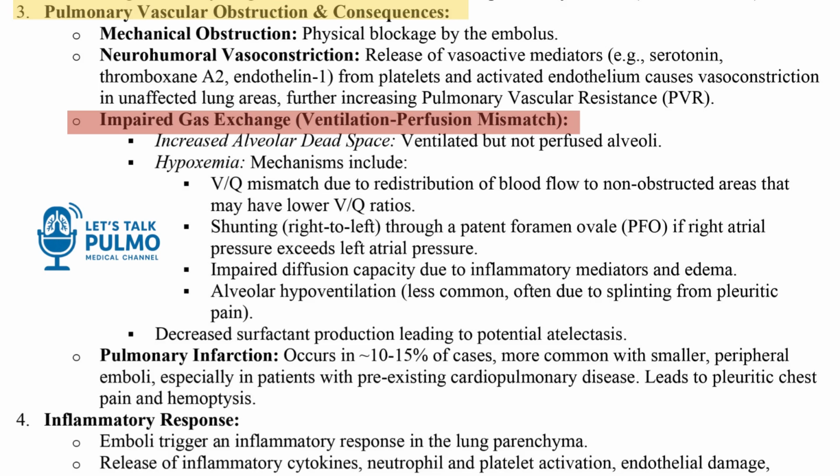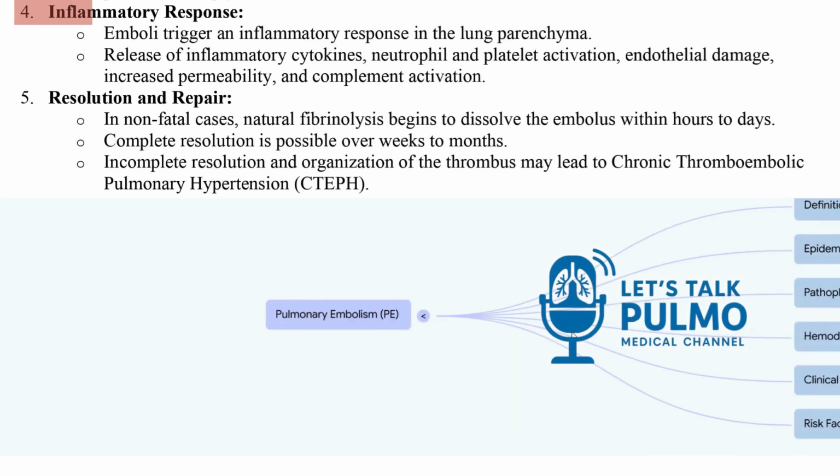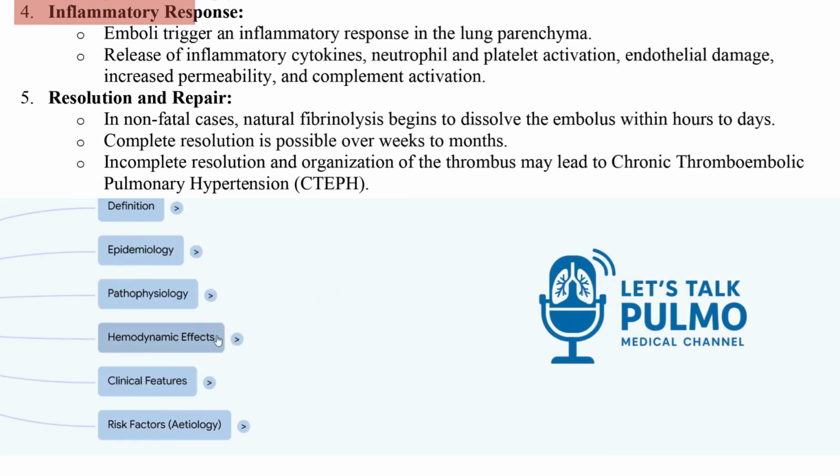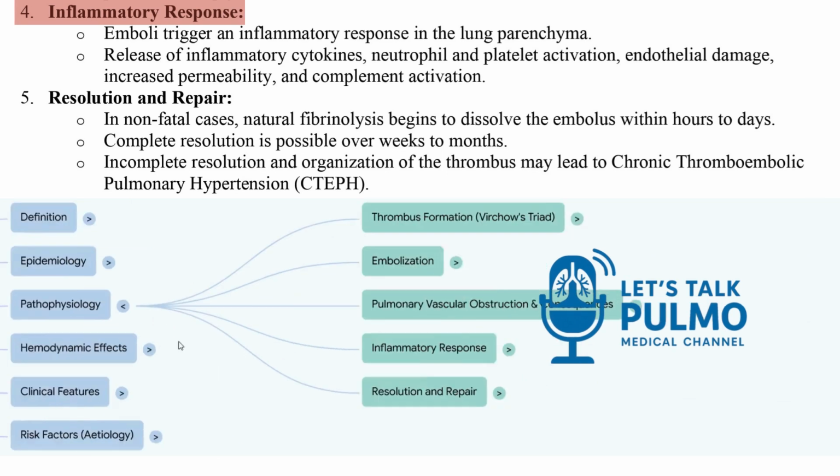And I gather this can sometimes lead to actual damage to the lung tissue itself? Yes, that's right. In about 10 to 15% of PE cases, you can get pulmonary infarction, essentially death of lung tissue. This seems more common with smaller clots lodging further out in the periphery of the lung, especially if the person already has underlying heart or lung problems. Infarction often causes that sharp chest pain that gets worse with breathing, pleuritic pain, and sometimes coughing up blood, which we call hemoptysis. And of course, the clot itself triggers inflammation, releasing cytokines and activating immune cells like neutrophils and platelets.